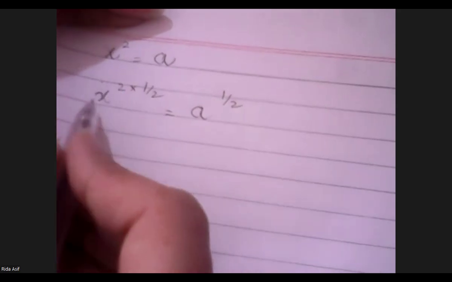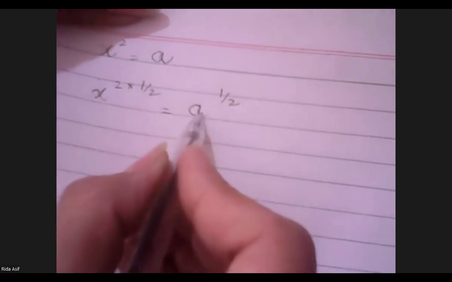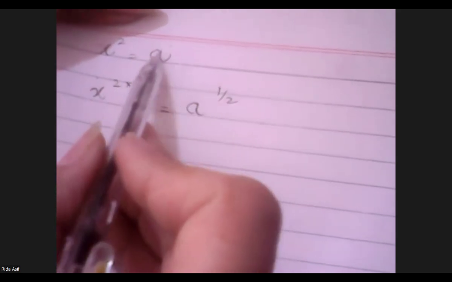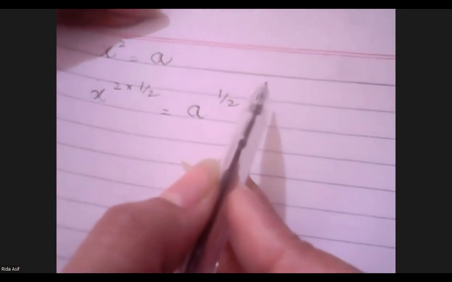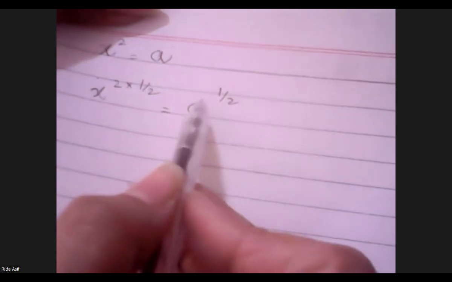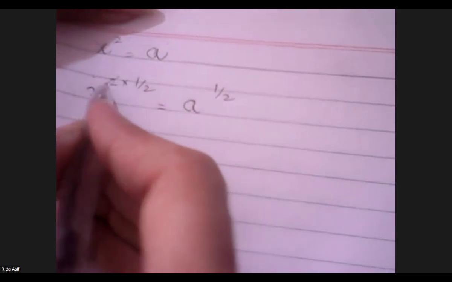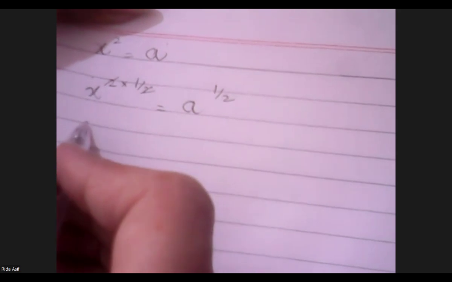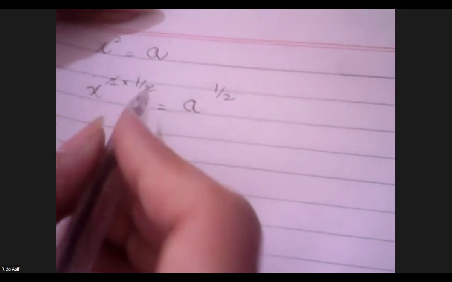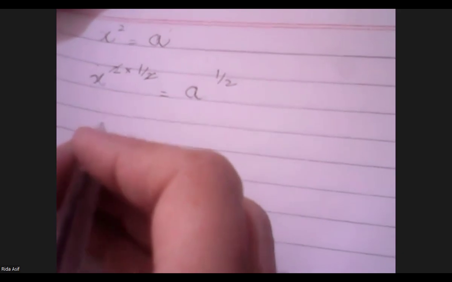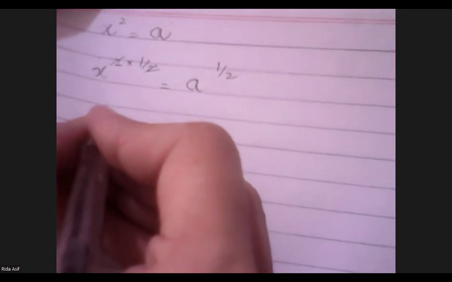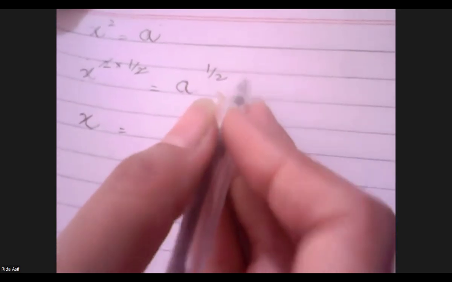What will you get? x power square multiplied with power half. And a is having power 1, right? Nothing is mentioned, that means a is having power 1. We get 1 multiplied by half, we get half, right? Now these 2 ones are 2, 2 ones are 2 will be cancelled, right? We get only 1 and there's no need to write power 1. So we get x is equal to a power half, right?